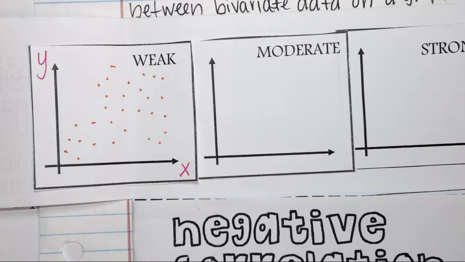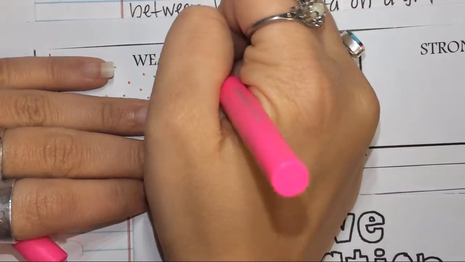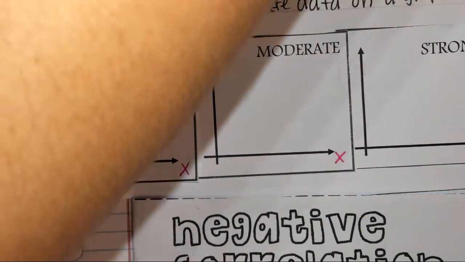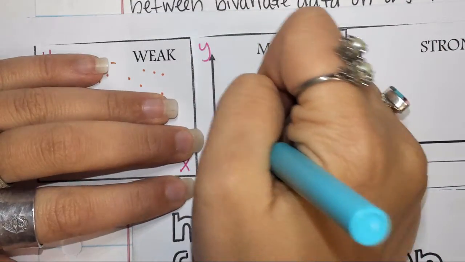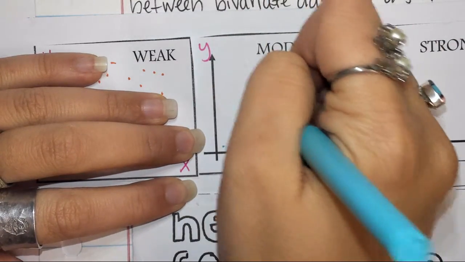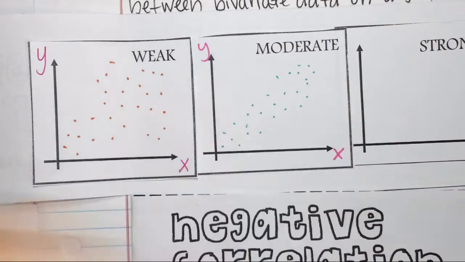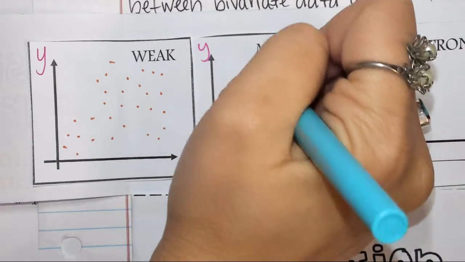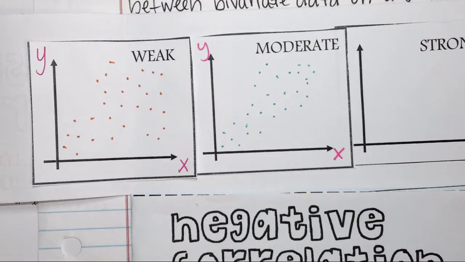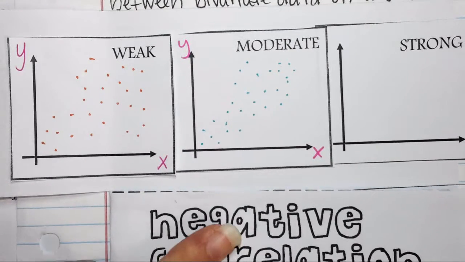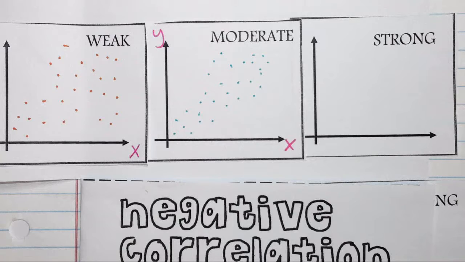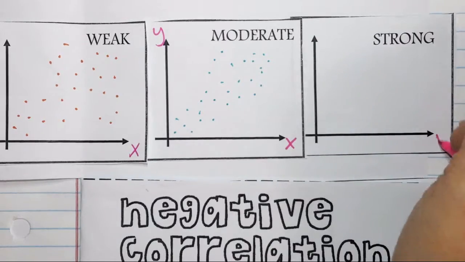That's a weak one. What do you think a moderate one would look like? A little closer together? So like if I have, this is our x, this is our y. That's a little better, right? What do you think a strong one would look like? Almost in a line. Yeah, look at you go. Take a point for interacting and paying attention.